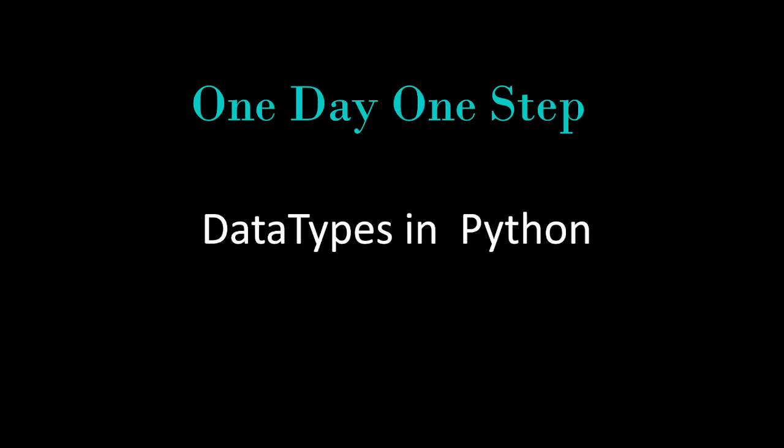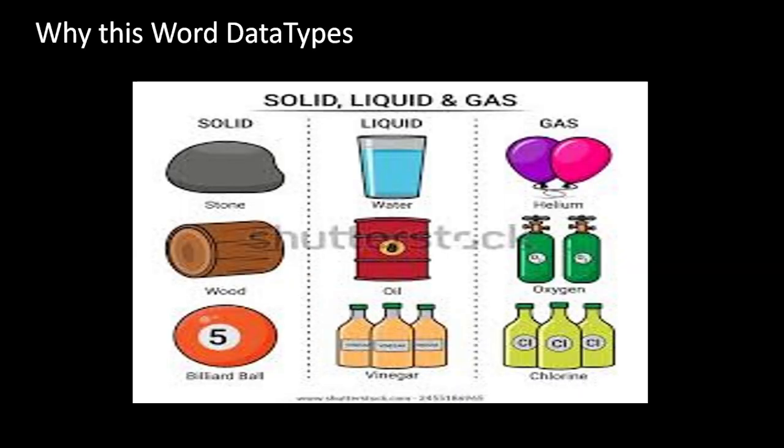In this episode, we are going to see what data types are in Python. So let's begin with the question: why this word, data types? Let's give a real life example. As you can see, we have solid, liquid and gas. How can we store them? For a solid, even a room, an empty space, is enough, right? For a liquid, we need a container, right? The same goes for gases also, right?